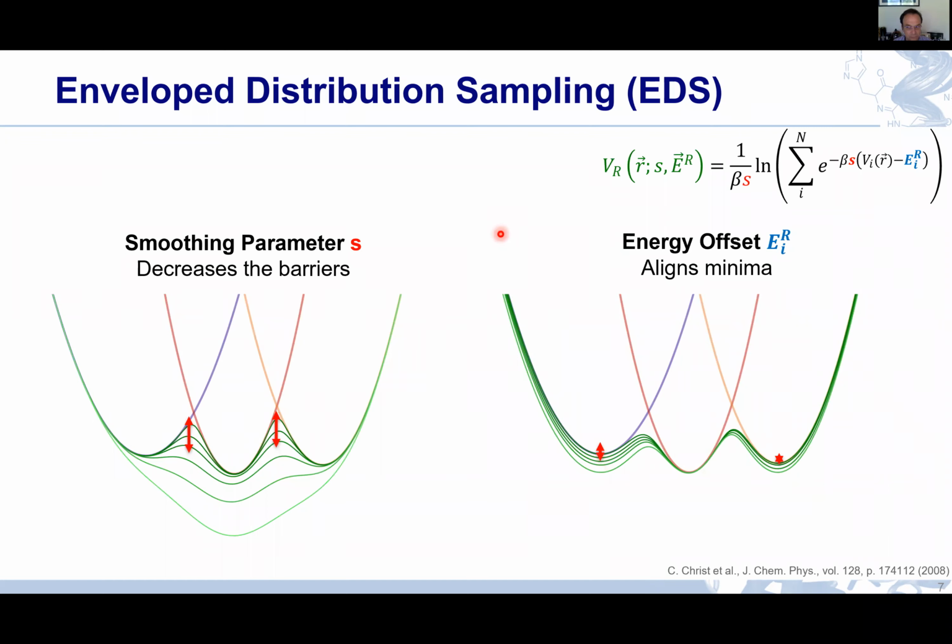So first parameter is the smoothing parameter, the S parameter. This is used to decrease the barriers between the different end states and such that we can facilitate transitions between different end states. This can also be overdone in a sense, and this leads to undersampling, which is something I will talk about again in a second. The other parameter is the energy offset. The energy offset is used to align the different end states relatively in the reference state to each other, such that if we can make the transitions between the different end states, we can have an equal weighting of sampling in these different end state regions.